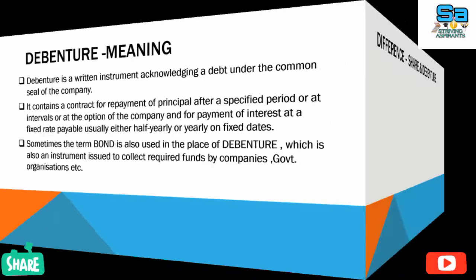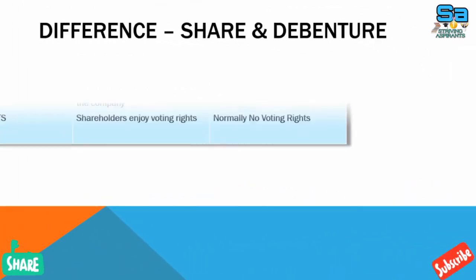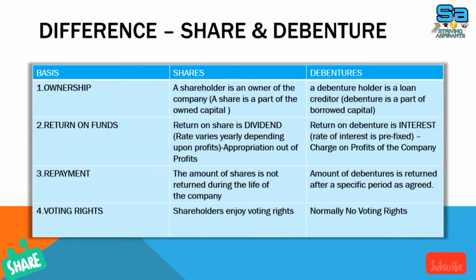Now we will check the main difference between a share and a debenture. Some of the points are here. First one is on the basis of ownership. With no doubt we can say shareholders will be the owners of the company. So a share is a part of owned capital. When we come to debenture, it is like a loan taken by a company, and the company is required to pay principal and the interest amount on that particular amount. So it is called a borrowed capital by the company from the debenture holders.